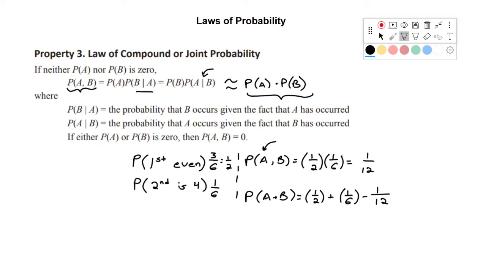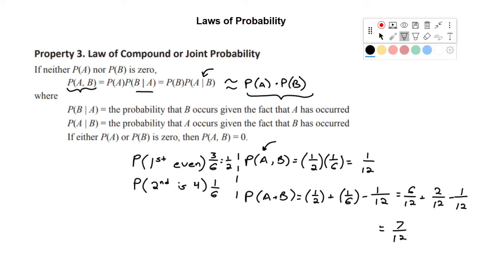So now we can work this out, right? So 1/2 is 3/6, or actually, I guess we should do this in twelfths to make it easier on ourselves. So 6 out of 12, and 1/6 is 2 out of 12, minus 1 out of 12. So we're going to end up with 7/12. Right, so there we can compare and contrast.